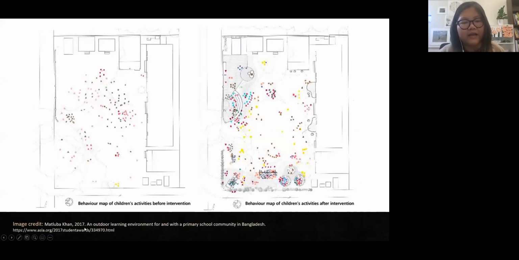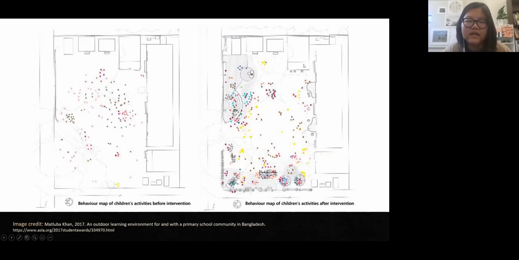So this is by Matluba Khan, a PhD student from the University of Edinburgh, but right now she's already a professor in Europe. She did this project, the redevelopment of an elementary school courtyard in Bangladesh. This is before: the children are just using the empty space and there is not much on it. But after she designed it, there are more children.